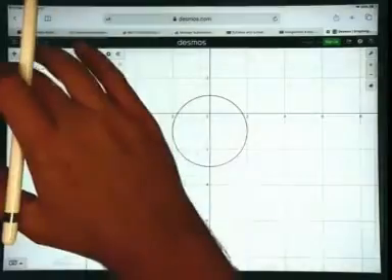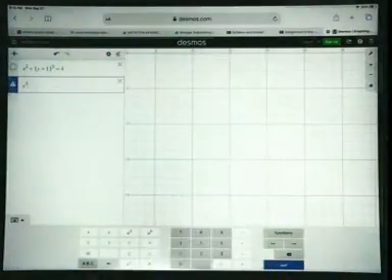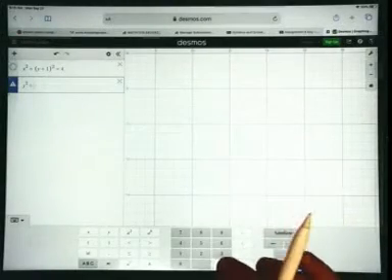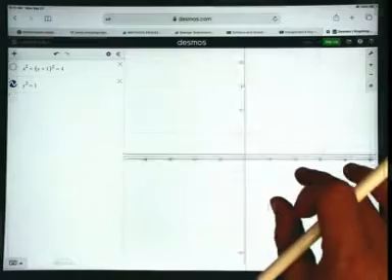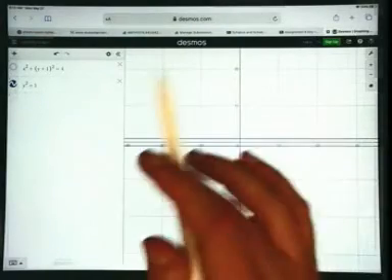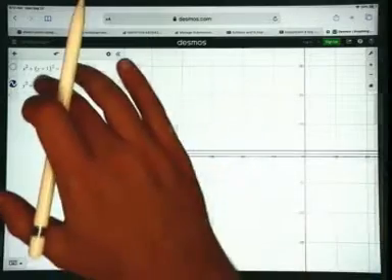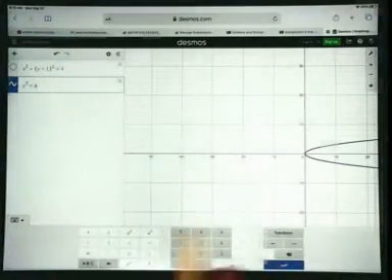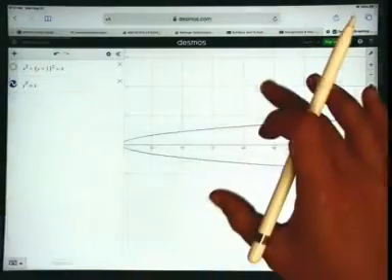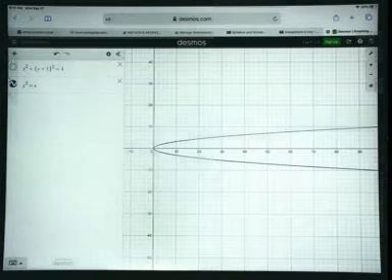In fact, anytime that you have a y squared, say y squared equals 1. Let's make it a little bit different. Let's say y squared equals x. A y squared function is just a sideways parabola.